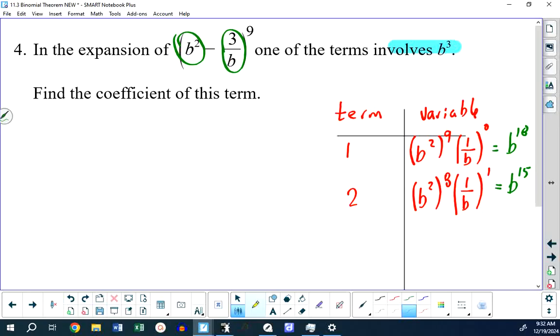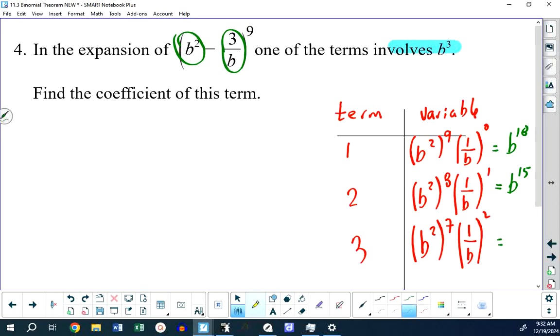Okay. I mean, you could put in the negative 3 and not just say variable. You could figure out what the first term is, and you would have to also include 9 choose 0 and 9 choose 1, but it's not helpful really at this point. If we do one more, this term will contain b squared raised to the 7, and it will contain 1 over b raised to the 2.